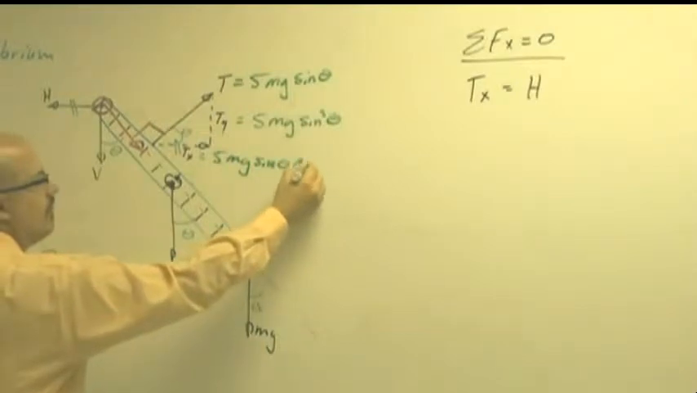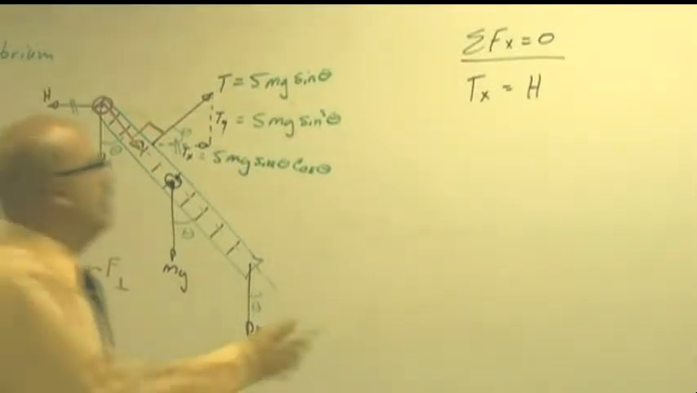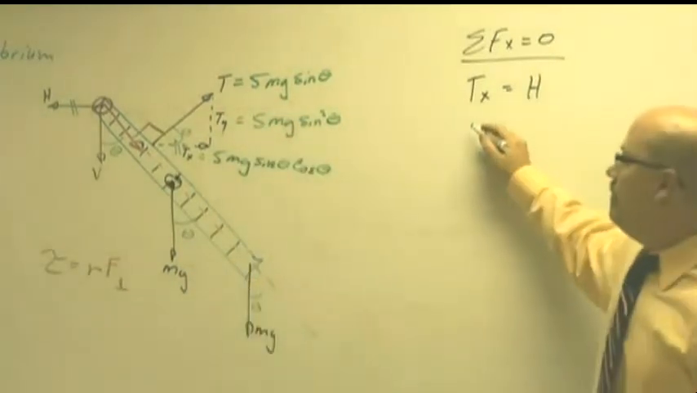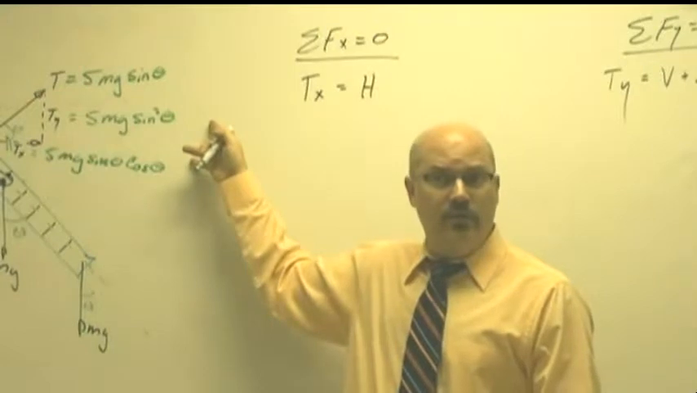Hold on. I know what you're saying, I just don't know what you're saying. Do you see this picture? So how does that help you? He's solving for it in that direction. Hang on. 5 mg sine theta. All right, so here we go. Perpendicular. Does everybody see that these are correct? Yes.